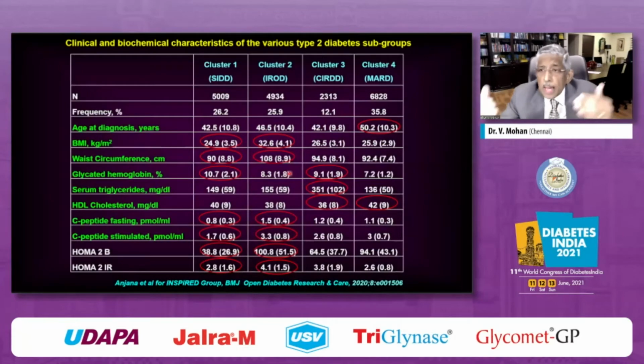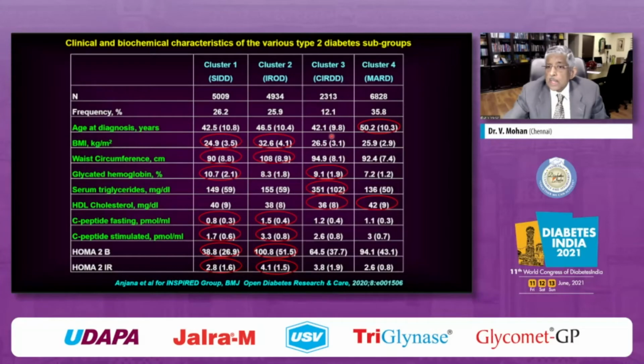Now, using those criteria, we have now reclassified our patients to see whether these four subtypes that we described are correct. Now you can see the age at diagnosis is 50 in the MARD. So that is the same whether you use that criteria or this criteria. But now all these are coming out okay. See, the lowest C-peptide is in the SID variety, the highest C-peptide in the IROD variety, which has the highest HOMA beta, and the highest insulin resistance, the IROD variety.